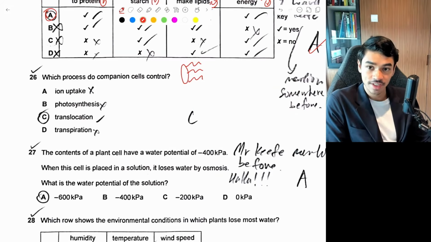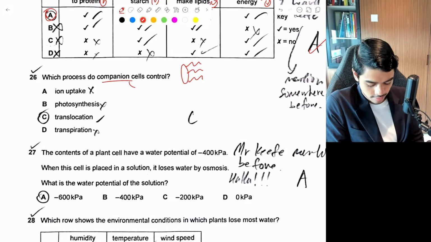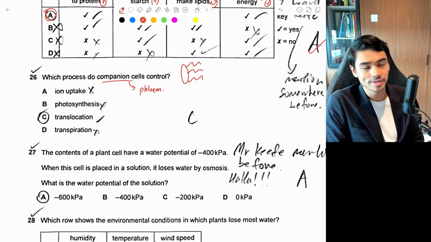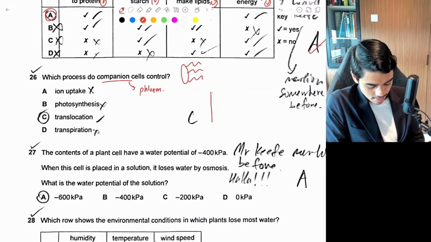Yes. Question 26. Companion cells are found in phloem. They are the companions of the sieve tube elements. Why do sieve tube elements need companions? Because the sieve tubes have lost most of their cell parts.